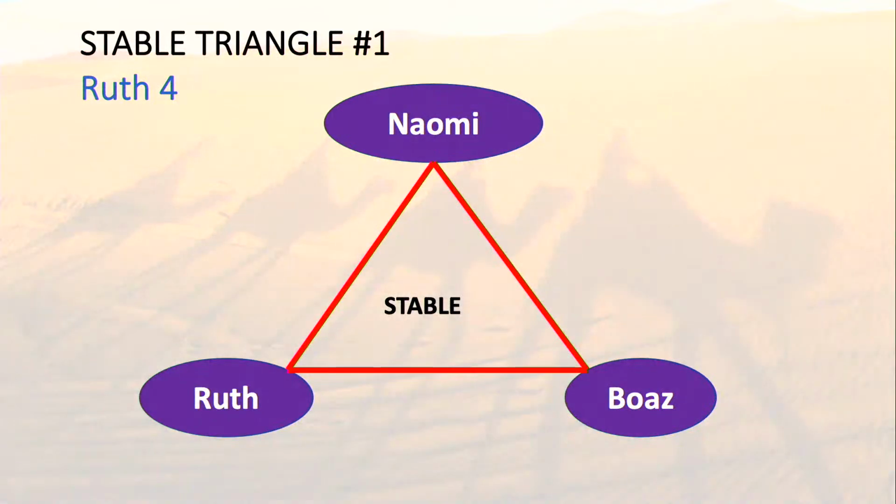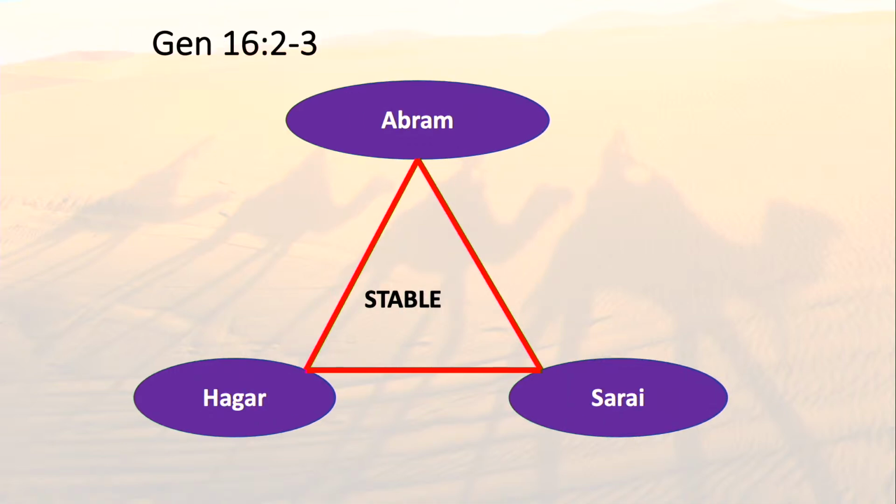So here's an example of a stable triangle. All these individuals get along. Naomi, Boaz, and Ruth. One big happy family. And stable triangles want to stay the same. Awesome. Good. Here's another one. In Genesis 16, Abram, Sarah, and Hagar. This is a stable triangle at this point in time in the story.